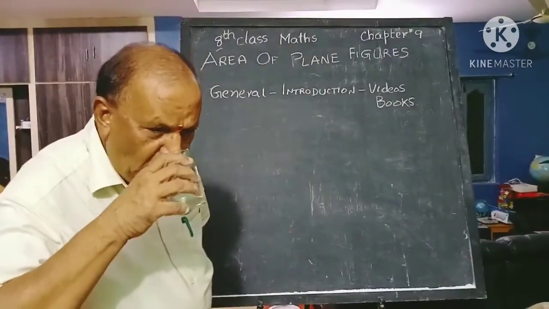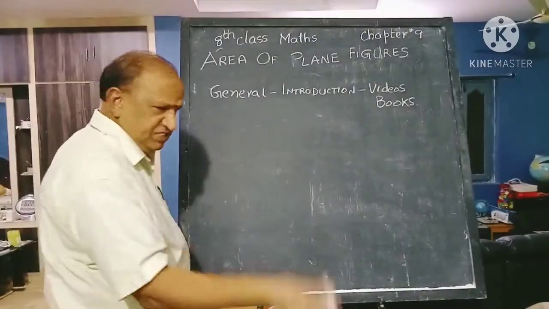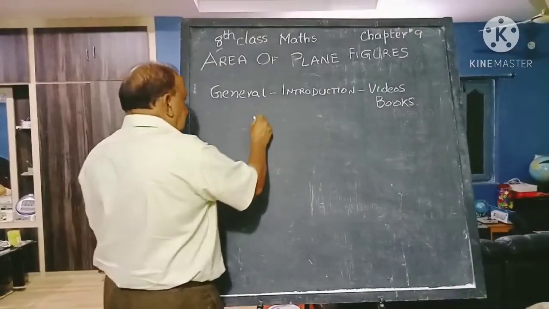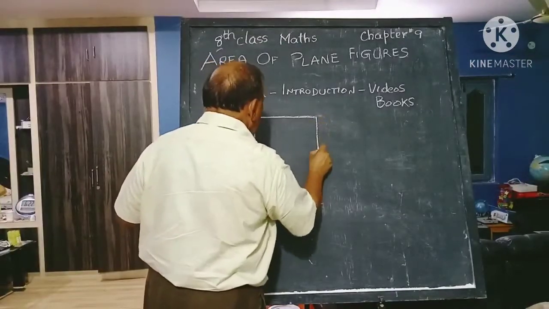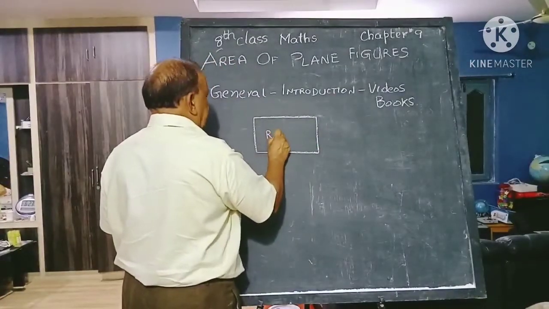Now, let me talk about the next one. This you all know. This is a rectangle. So I write it here, rectangle.